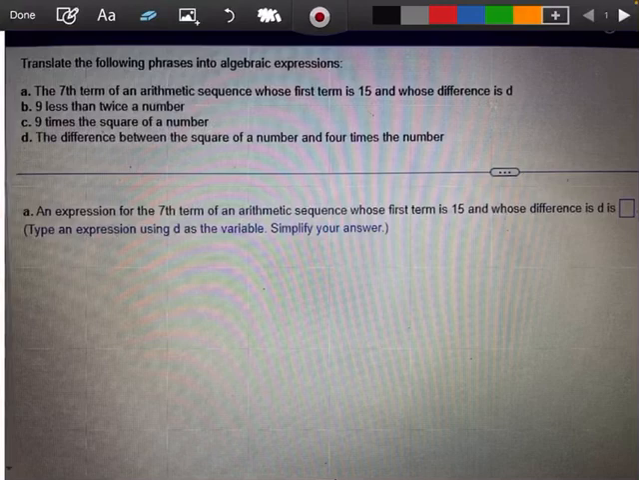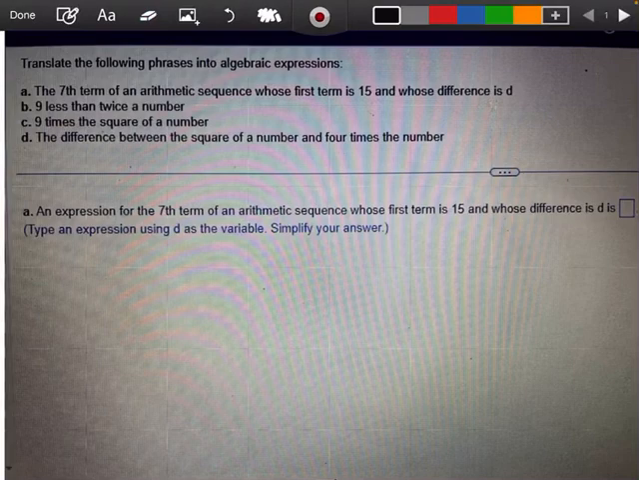All right, so y'all, we got a couple of questions here from, I believe, section 8.1. This is the first problem, and I'm not certain what number it is, but I'm just going to send these out so you guys can look through them. The first one says, translate the following phrases into algebraic expressions. Okay, so let's go ahead and do that.